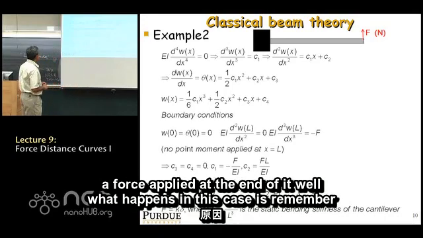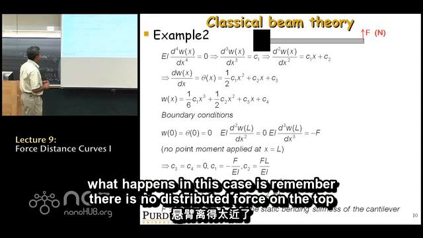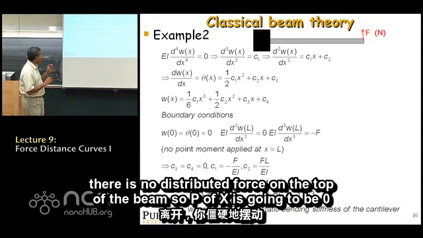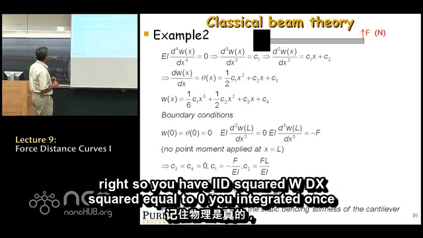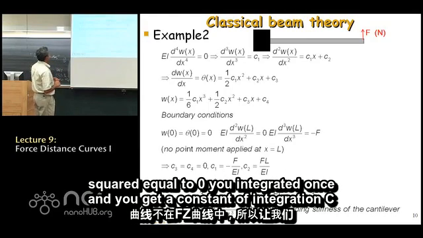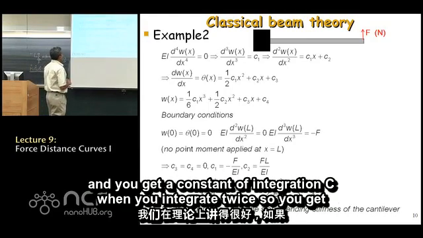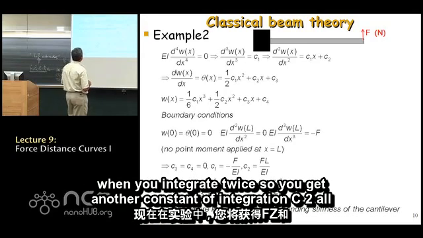Well, what happens in this case is, remember, there is no distributed force on the top of the beam. So P of x is going to be 0, right? So you have EI d squared w dx squared equal to 0. You integrate it once, and you get a constant of integration C1. You integrate it twice, you get another constant of integration C2, all right?